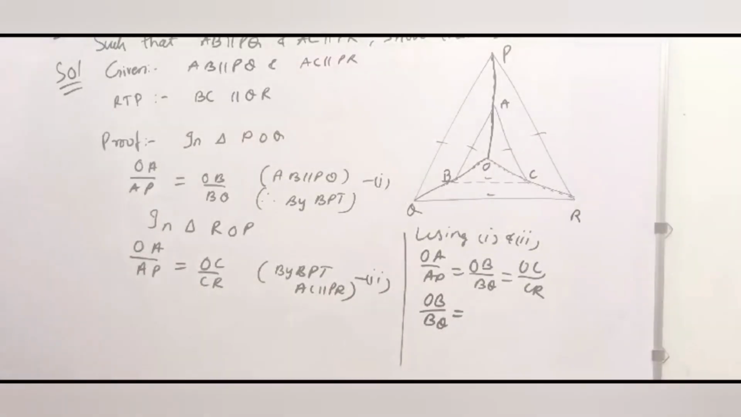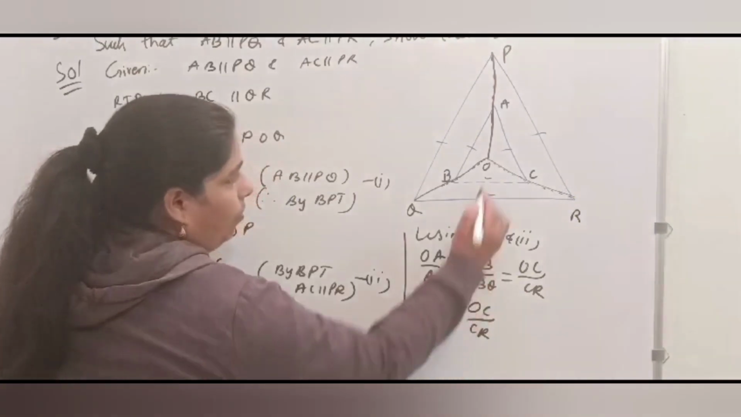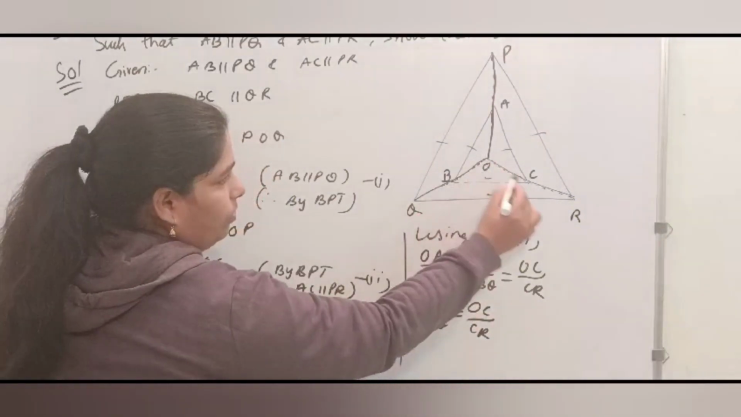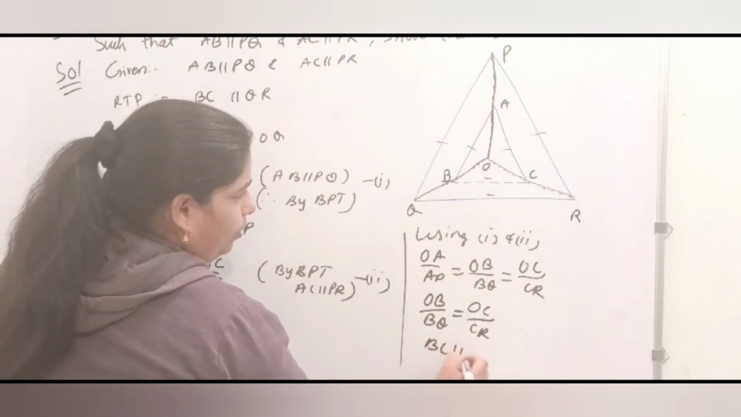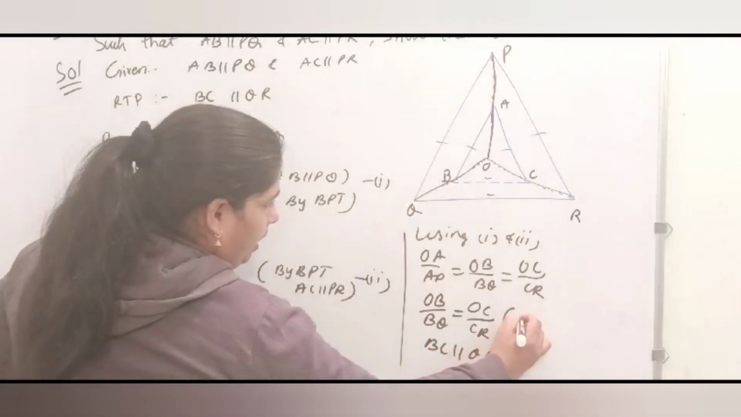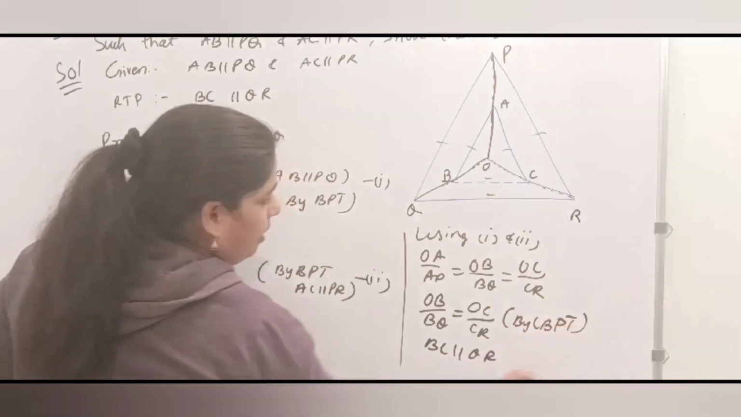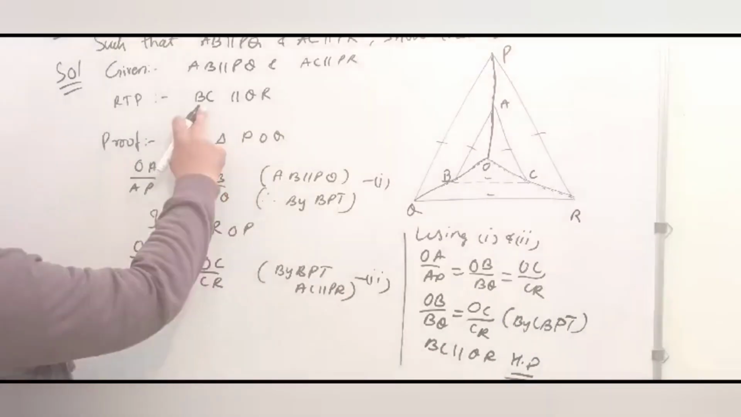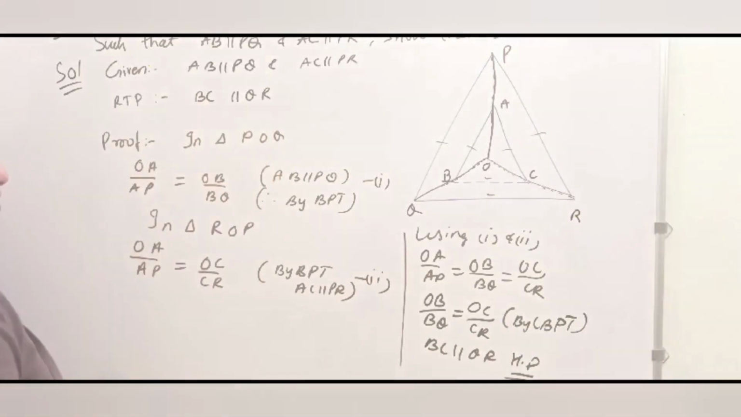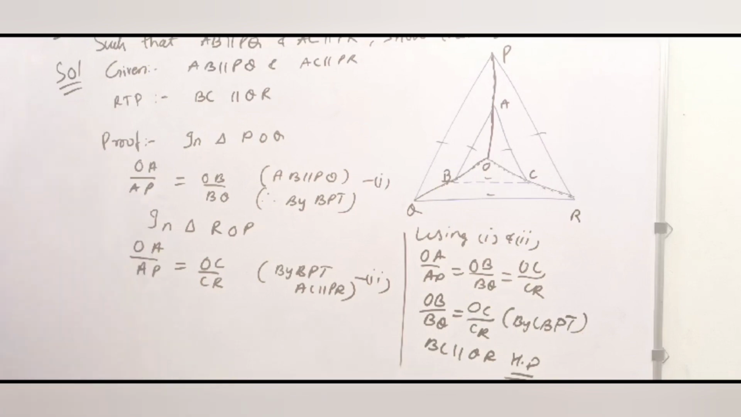Now, OB by BQ is equal to OC by CR. Therefore, BC is parallel to QR by the converse of BPT. Hence proved, because we were asked to prove that BC is parallel to QR, which is proved here. Okay, so now we will be moving on to question number 8.